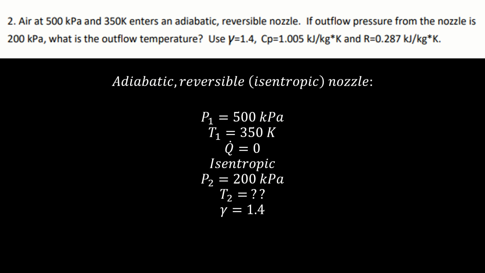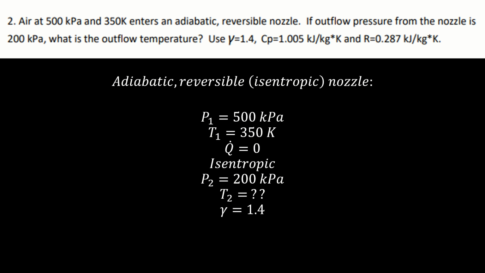Question 2. We have air at 500 kilopascals and 350 Kelvin entering an adiabatic reversible nozzle. Adiabatic and reversible simply means this is an isentropic process. If outflow pressure from the nozzle is 200 kilopascals, what is the outflow temperature? And if necessary, your gamma factor for this material is 1.4. Isobaric heat capacity is 1.005 kilojoules per kilogram Kelvin, and our gas constant is 0.287 kilojoules per kilogram Kelvin.